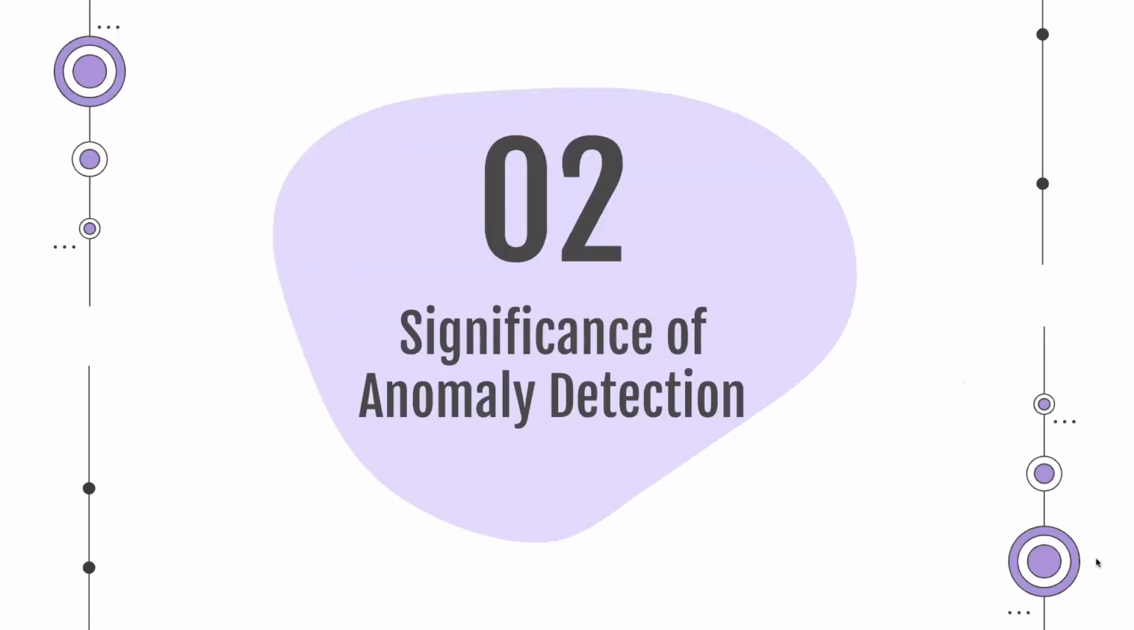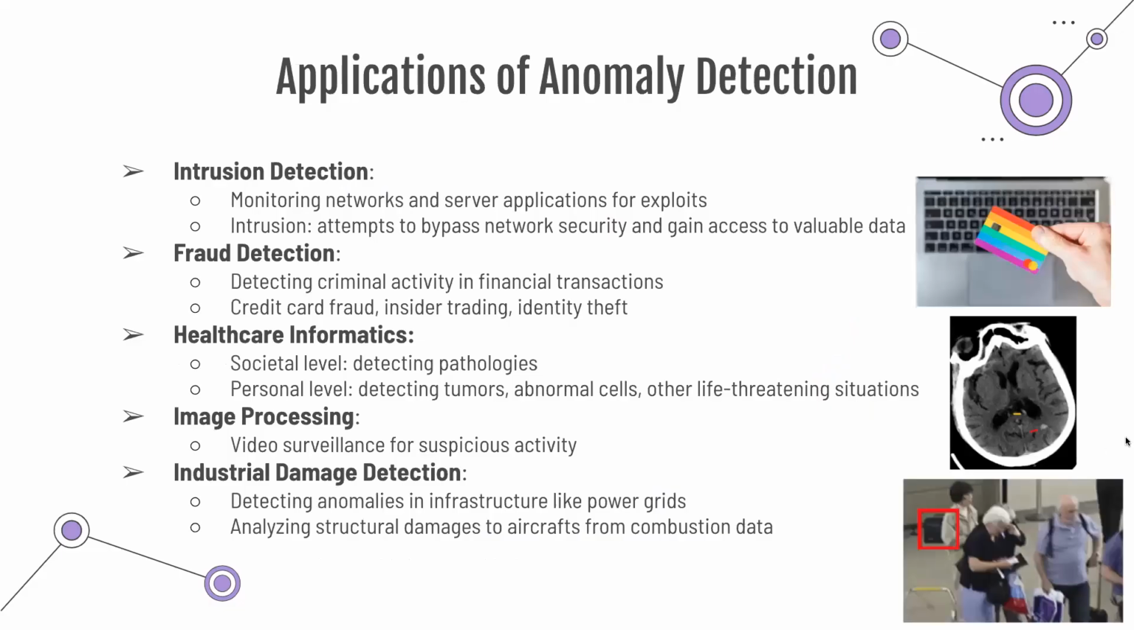All right, next up, we're going to go over the significance of anomaly detection and the applications and what impact it has on our society. So first, on some applications of anomaly detection. The 3 most common ways are in intrusion detection, fraud detection, and in healthcare informatics.